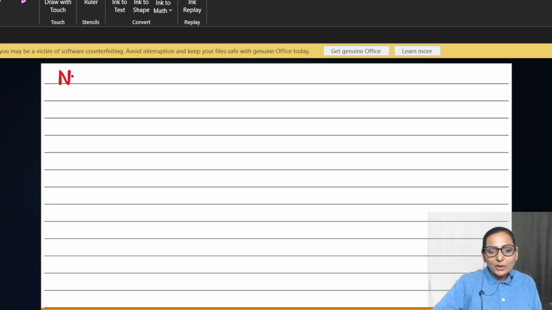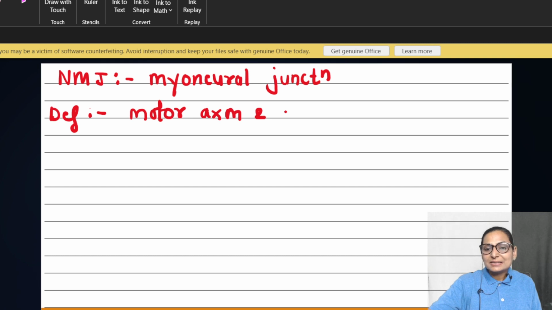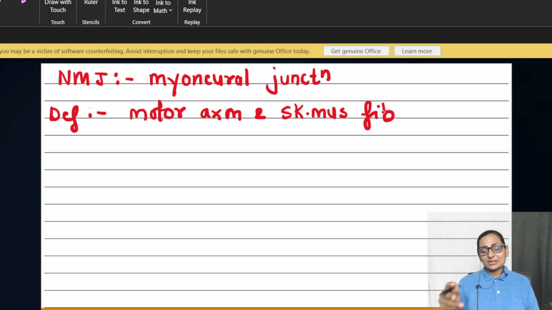Now basically, what is this neuromuscular junction, which is also called a myoneural junction, right? By definition, it is a junction between the motor axon and the striated, that is the skeletal, muscle fiber. So it is the junction between the motor axon, which will lose its myelin sheath, and it will communicate with the striated, that is the skeletal, muscle fiber. Now why do we need this? What is the need of this?